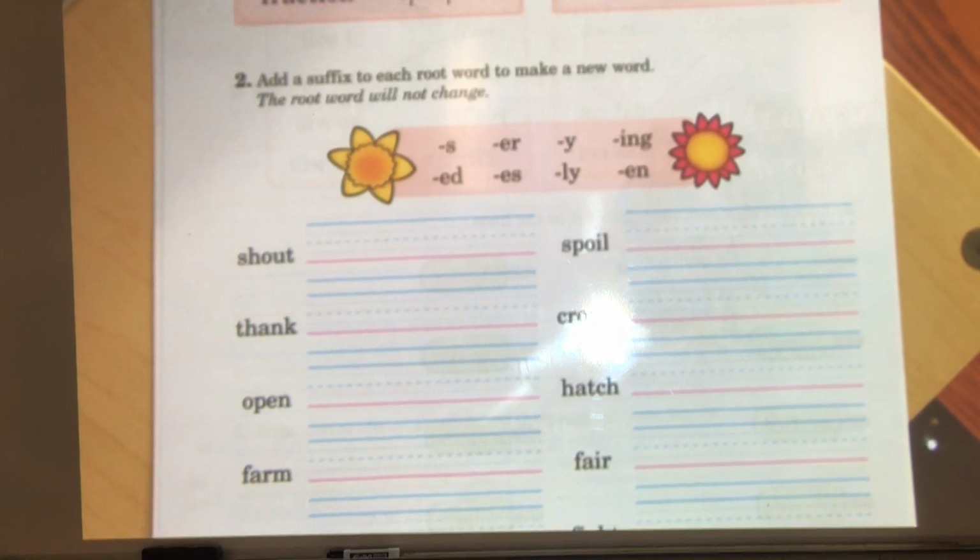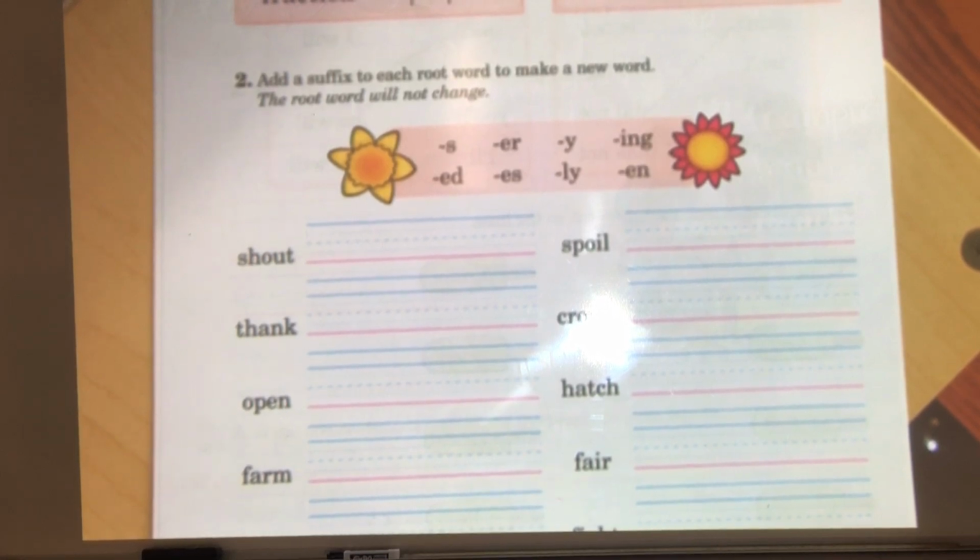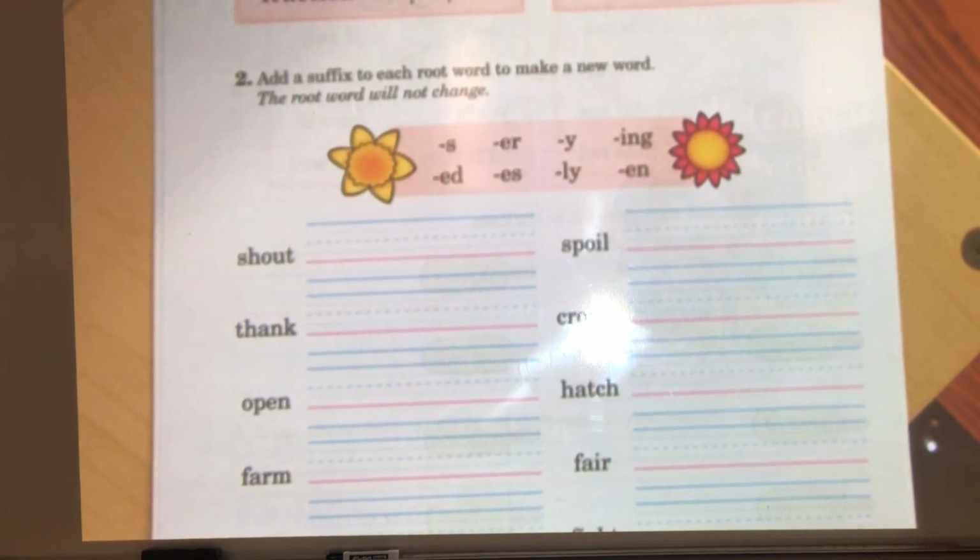Let's take a look at the first one. The root word is shout. What suffix goes with the root word shout? The suffix ing in pointing can go with the root word shout. And your new word will be shouting. You'll do the rest like these.